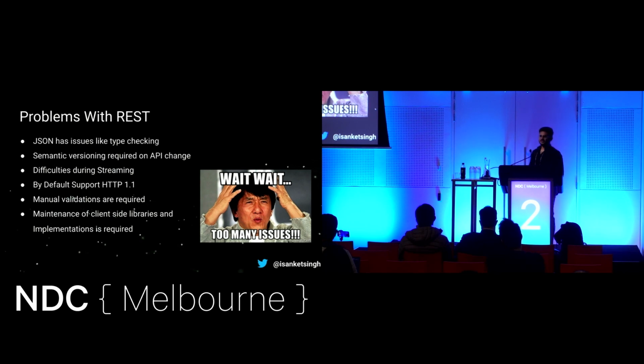In JSON, in the earlier days, we had type checking issues. For API changes, you have to do semantic versioning. You must have either encountered an API or made an API with that /v1, /v2, everything. You have to specifically version your APIs every time. Streaming is something that doesn't come out of the box for REST. You cannot do bidirectional streaming. There are other solutions like WebSockets, but it doesn't come out of the box.